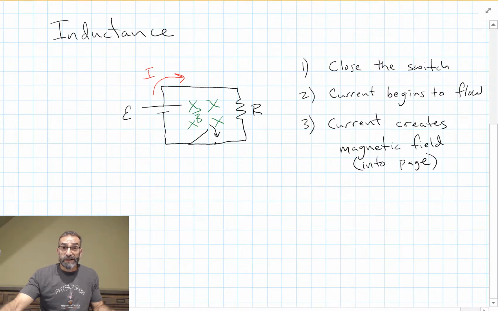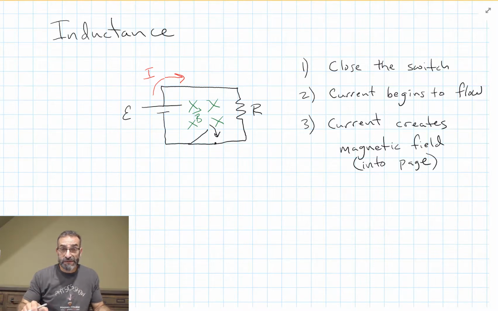A loop of wire with a changing magnetic flux feels an induced EMF. And that's what we have here. We have a loop of wire. As soon as the current started to flow, a magnetic flux increased into the page. There was no magnetic flux there at first. Now there's a magnetic flux into the page. And so that induces an EMF in this loop.